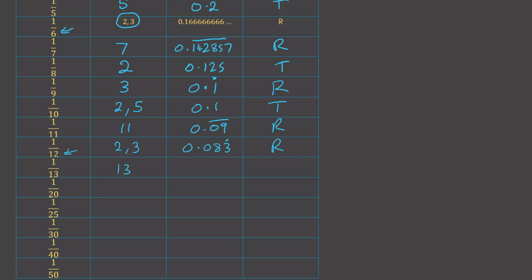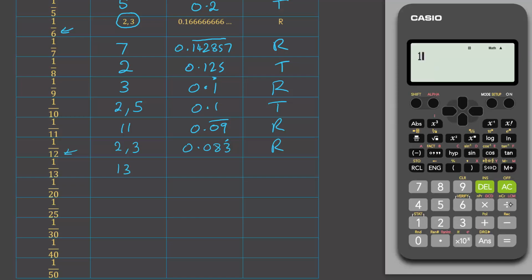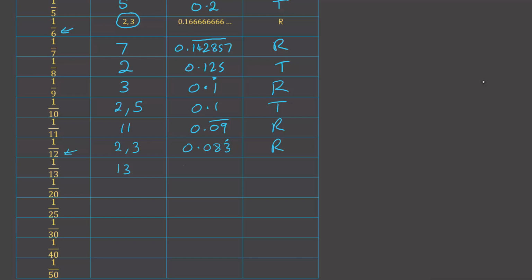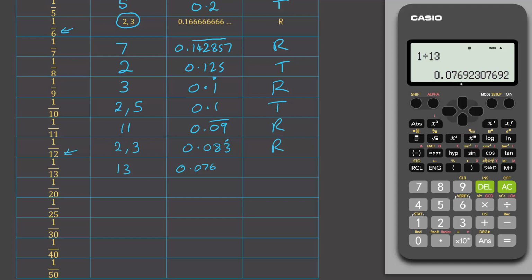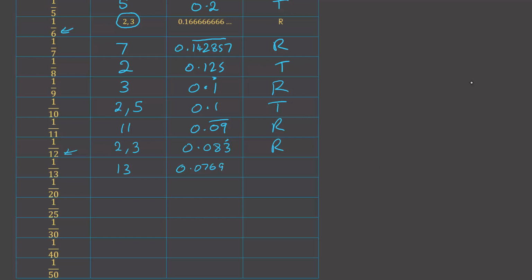13 is a prime here. If I do 1 divided by 13, it's 0.076923, and then it recurs again. So 0.076923. All of that recurs, so that's recurring.